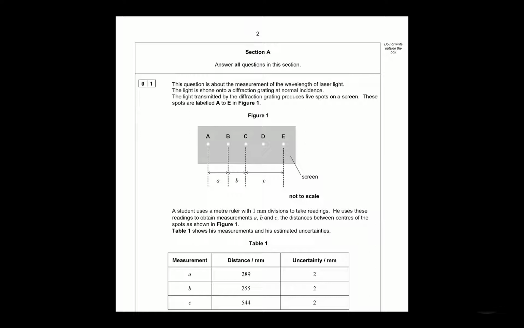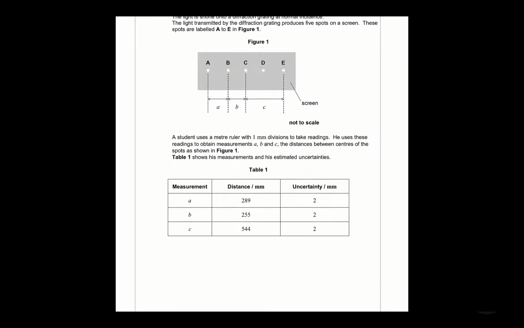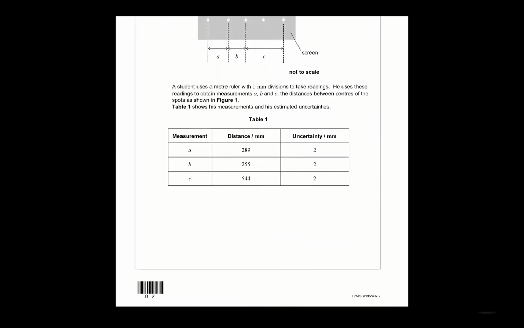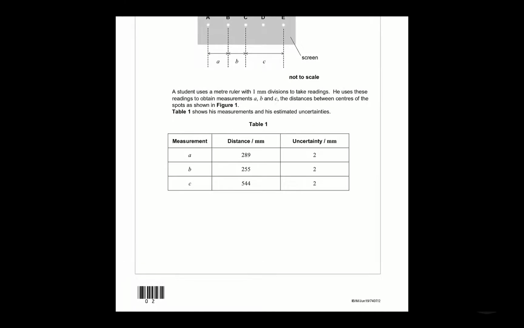So, question one. This question is based on the experiment using a diffraction grating to determine the wavelength of light. We've got a diffraction grating, we've got 5 spots of light, and they measured 3 different distances: A, B, and C. They're all labeled there for you. He uses a meter ruler with 1 millimeter divisions to take the readings, and uses these readings to obtain A, B, and C. He estimated his uncertainties at 2 millimeters. We've got our readings there.